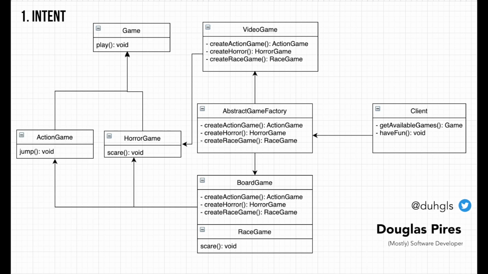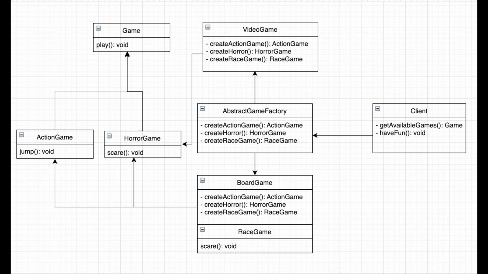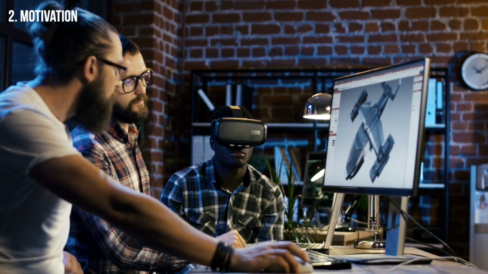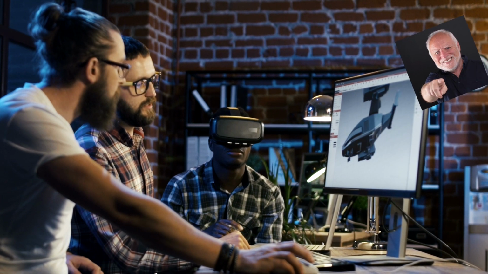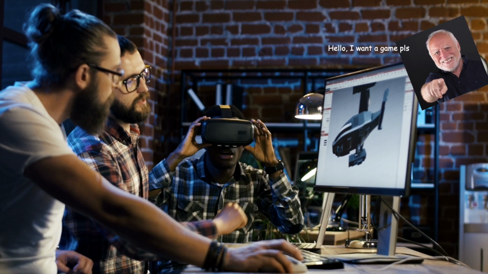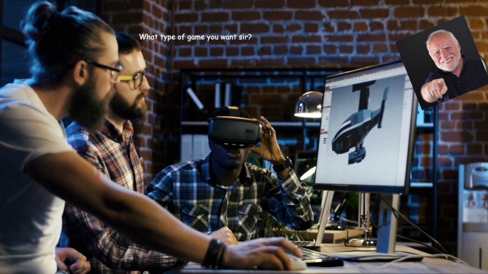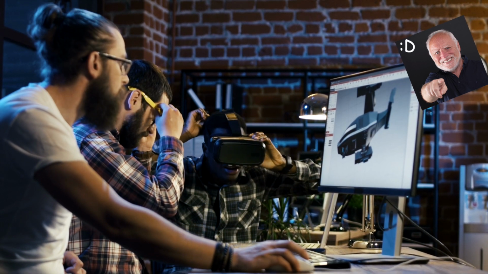Abstract Factory is a creational pattern, so it's a pattern to create objects, the same as the factory method pattern. The objective here is to create related objects without specifying their concrete classes. Imagine you have a games industry or a group of game factories. Then a client enters your factory and says he wants the available games you have. The client just wants to have fun, so it doesn't really matter what game you provide, the only requirement is to be a game.